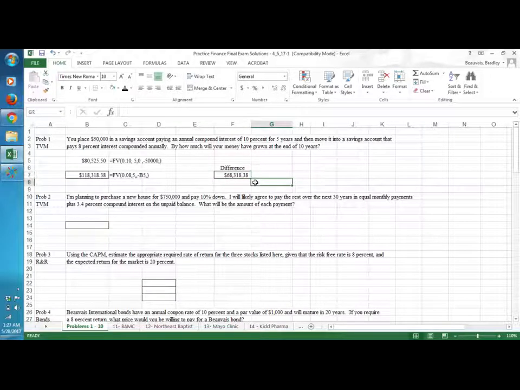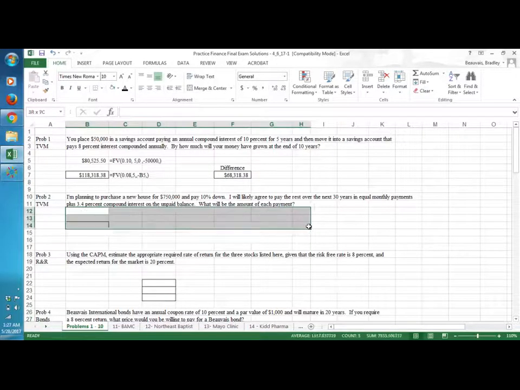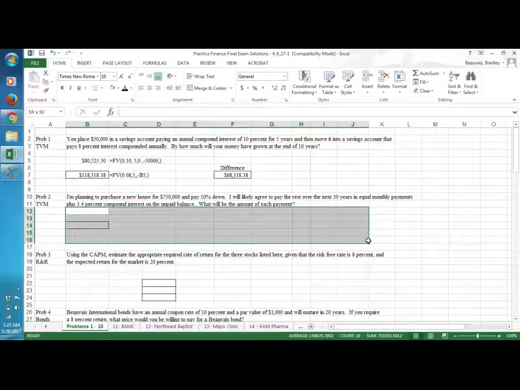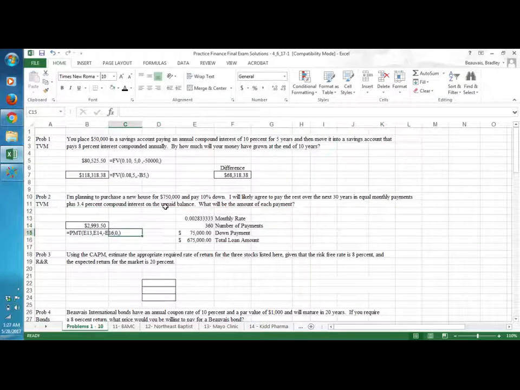Okay, so the second problem I want to cover is trying to figure out a payment. I'm planning to purchase a new house for $750,000 and pay 10% down. I will likely agree to pay the rest over 30 years in equal monthly payments, plus 3.4% compound interest on the unpaid balance. What is the amount of each payment? So in this case, we're not using present value or future value, we're using the payment structure. The first thing we need to do is break down this information into pieces that we can then use.